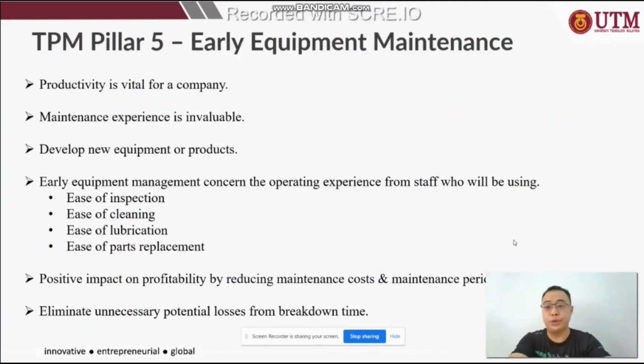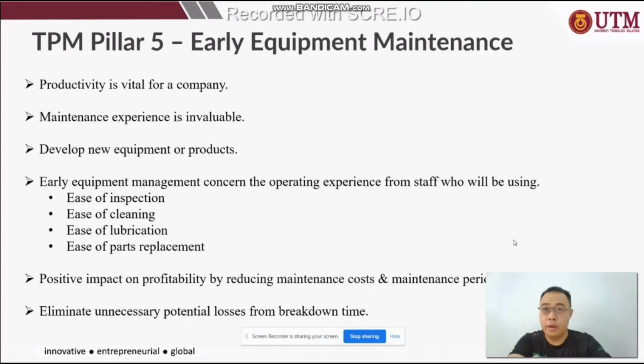Thanks, Lydia. Hi, guys. I'm Yong, and I'm going to continue the presentation with pillar number 5, early equipment maintenance. So we know that productivity is vital for a company because it is the main source of income. The company earns money from production. So we have to make sure that the company is always running by minimizing breakdown time. Hence, maintenance, both reactive and preventive, becomes very important.